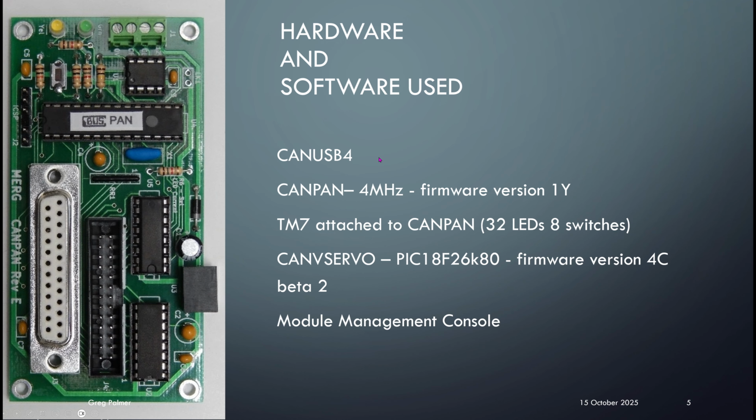Hardware and software used. CAN USB 4 is the obvious choice. It's the easiest. You can use other I/O modules into your layout, but it makes MMC quite easy if you're using CAN USB 4 because you can leave the connection in auto mode and it'll find it. The other stuff we're going to use, a CANPAN 4 MHz variety, the same sorts in the KitLocker version 1Y firmware. We've got a TM7 board attached, so it's got 32 LEDs and 8 switches available to us, and we're using CANVServo with the 26K80 processor.